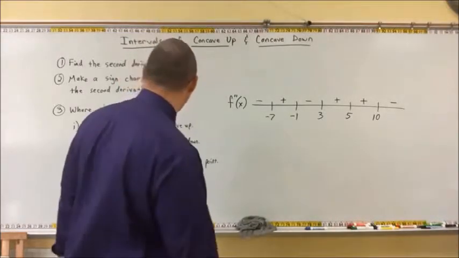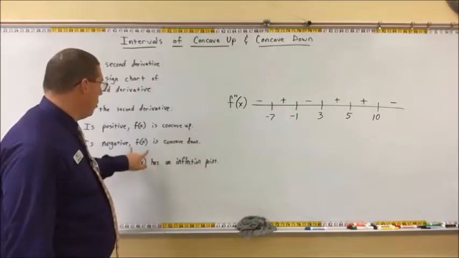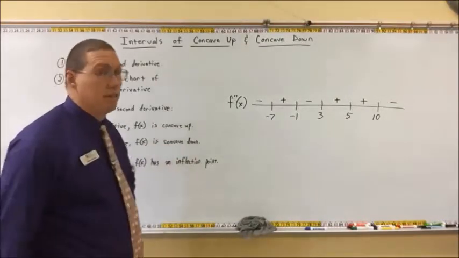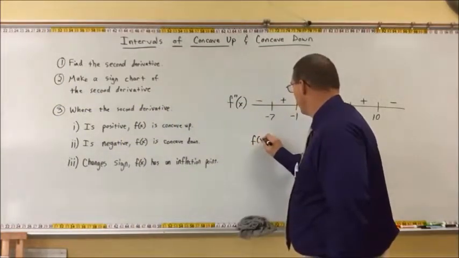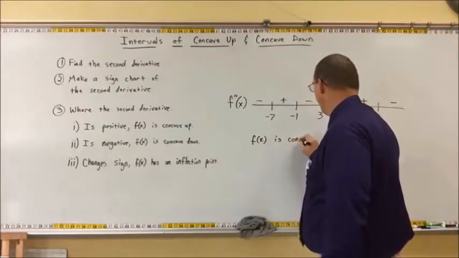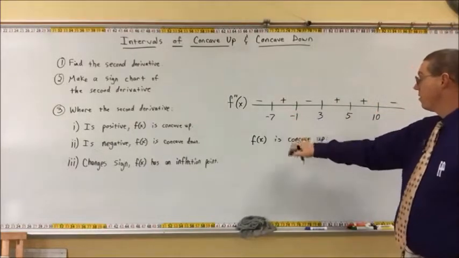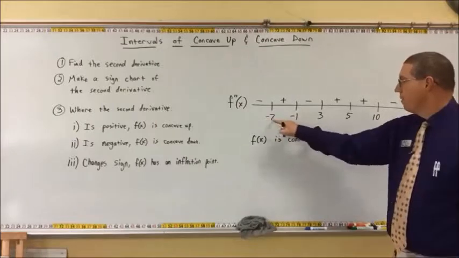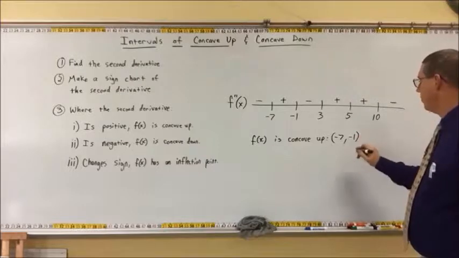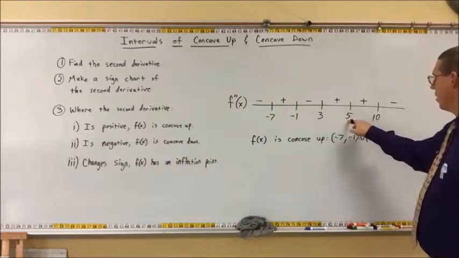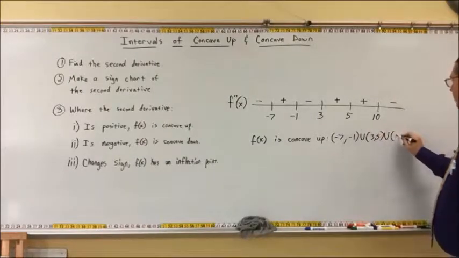And so here's what we want to do. We want to identify where f of x, the original function, is concave up, where it's concave down, and where it has inflection points. Well, with a sign chart, that's really easy to do. F of x is concave up on the intervals where the second derivative is positive. And there's 3 positive intervals: from negative 7 to negative 1, so we'll put negative 7, put a parenthesis, to negative 1, union, from 3 up to 5, union, and then from 5 up to 10.